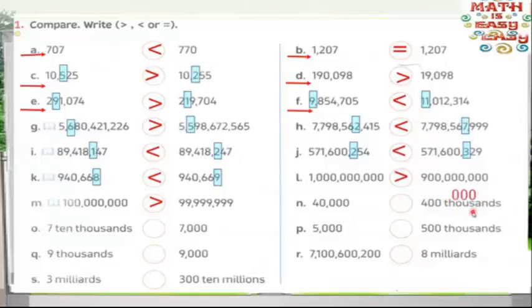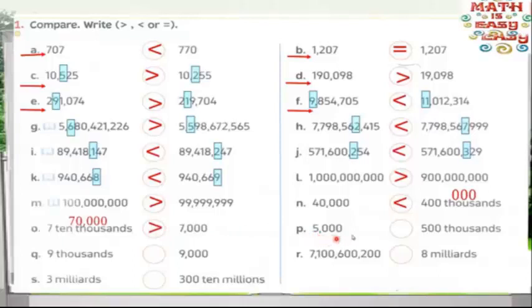3 thousandths, where thousandths means 3 zeros. We have here 5 zeros. But here we have 4 zeros, so 40 thousand is less than 400 thousandths. Here we have 7 ten thousandths. I said put zeros instead of words. 10 means 1 zero, thousandths means 3 zeros. This number is 70,000. But here 7 thousandths with 3 zeros only. The first number is bigger than the second number.